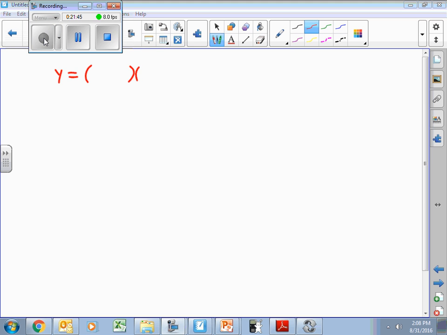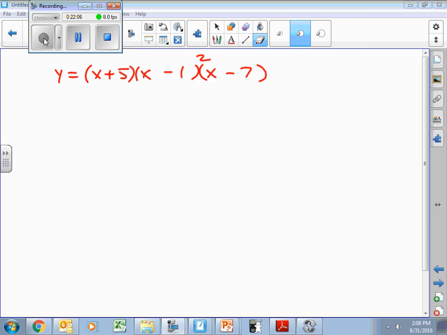It's 3 parentheses. What's in the first one? X plus 4? Plus 5. Second one? Negative 1. Negative 7. All right. Solution. Degree, solution.